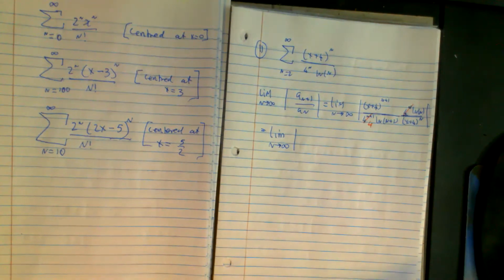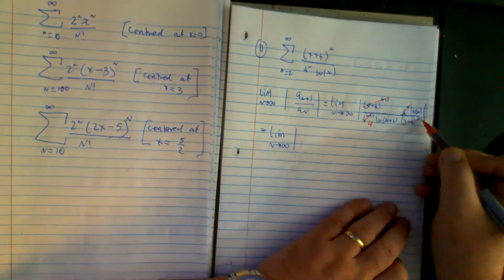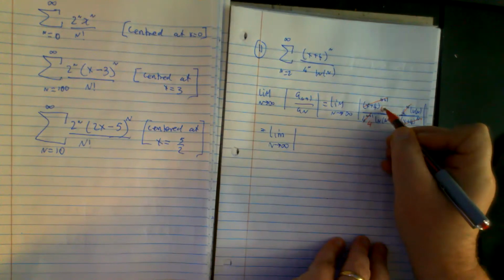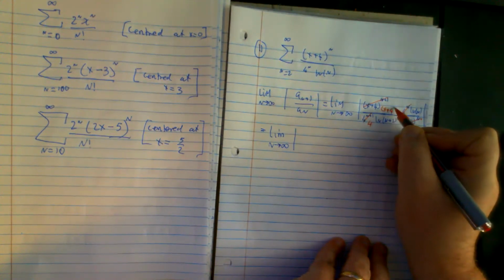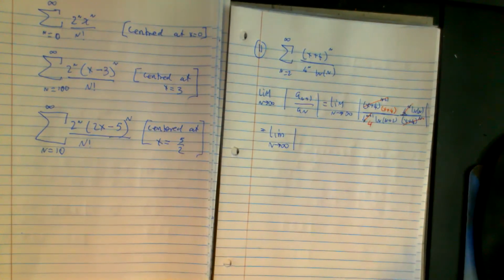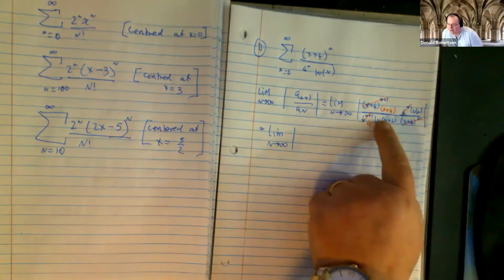Is x plus 4 to the n plus 1 can be written as x plus 4 times another version of it, right? Yeah. Without the n. So I would assume that the x plus 4 to the n would cancel out another x plus 4 to the n, leave with x plus 4 to the 1. Yeah, that's what it is.